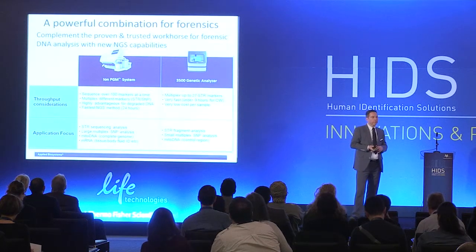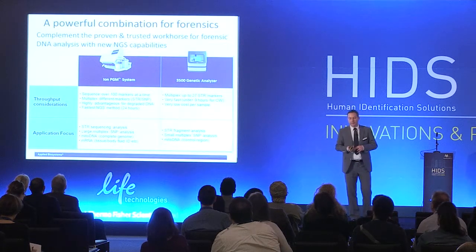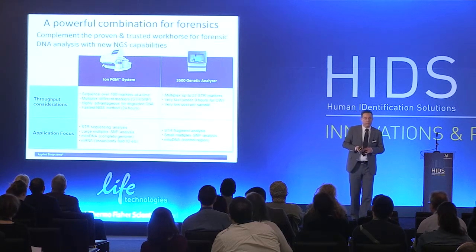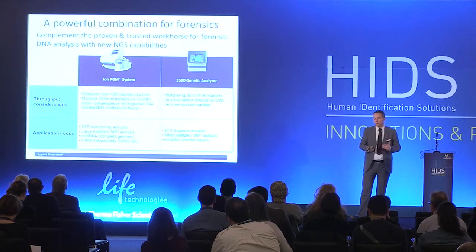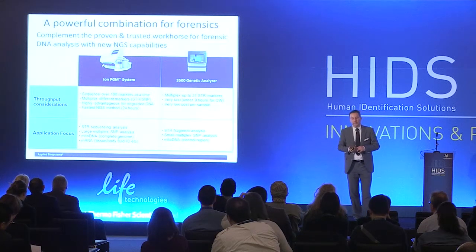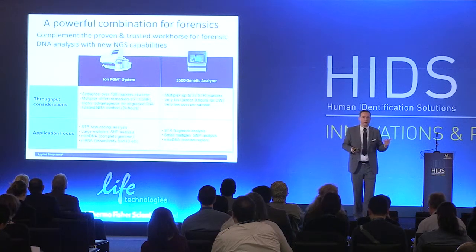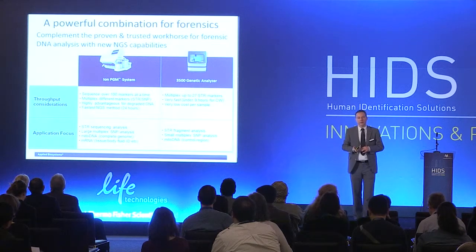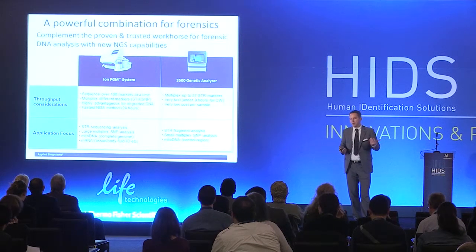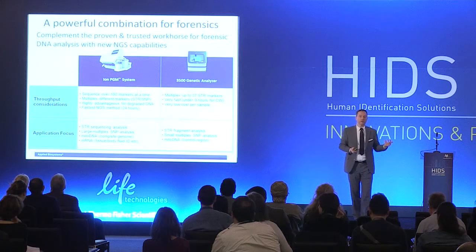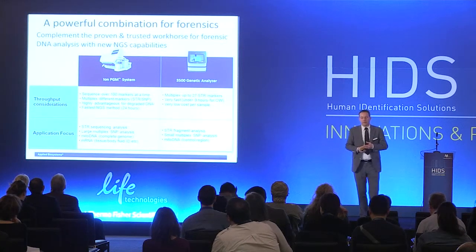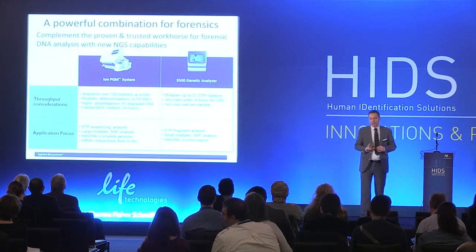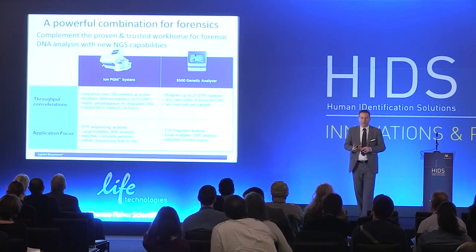We think capillary electrophoresis and next-gen are a powerful combination for forensics. Just some considerations in terms of throughput. On a CE platform, currently we do up to 27 STR markers. This can be very fast depending on your workflow. If you have a direct amplification kit, for example for STRs, you can get a profile in a few hours. And it can be comparably low in cost.